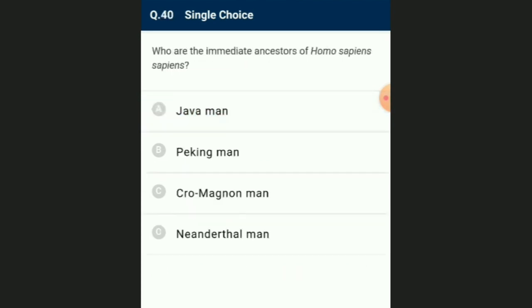Question number 40. Who are the immediate ancestors of Homo sapiens? The immediate ancestor of Homo sapiens is Cro-Magnon man. The name given to this human ancestor was Homo sapiens fossils. They were excavated in 1868 from Cro-Magnon rocks of France by MacGregor. They might have evolved 34,000 years ago in the Holocene epoch. So the answer for this question is option C. Immediate ancestors of Homo sapiens sapiens, Cro-Magnon man.